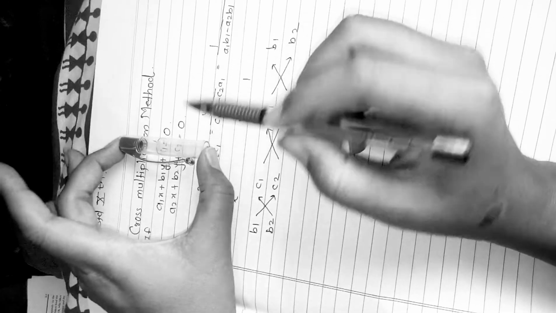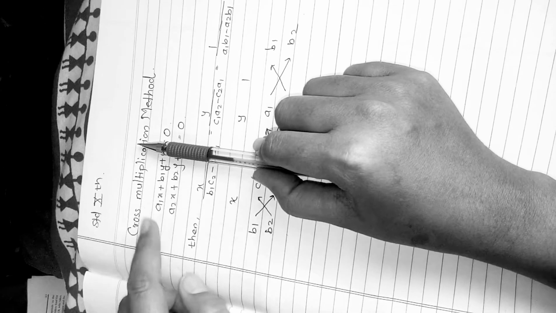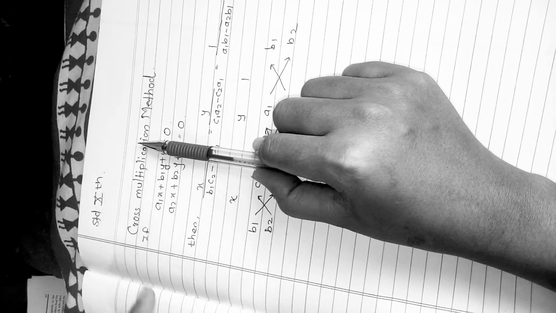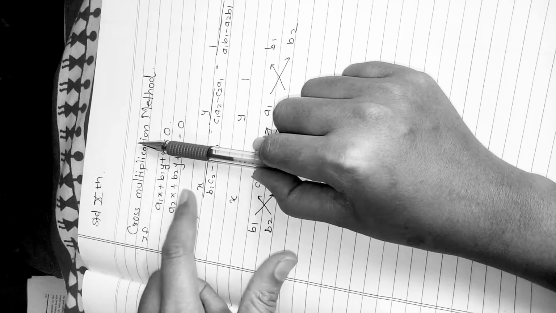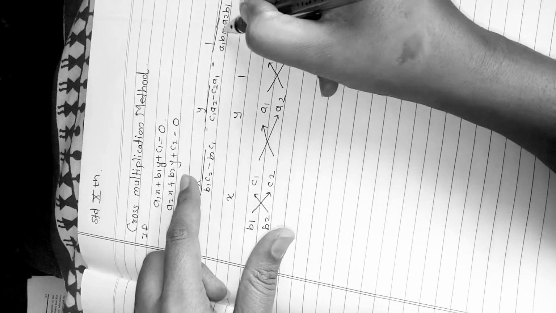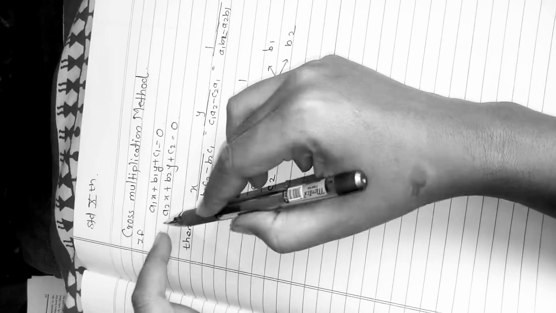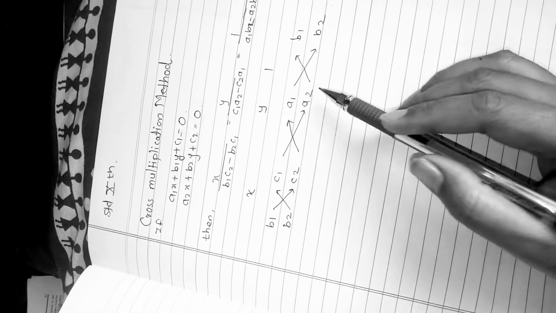Then the last is the constant. When we delete the constant column, we get a1 b2 minus b1 a2, or a1 b2 minus a2 b1. So that is the value. Also we can remember this method by using this diagram.